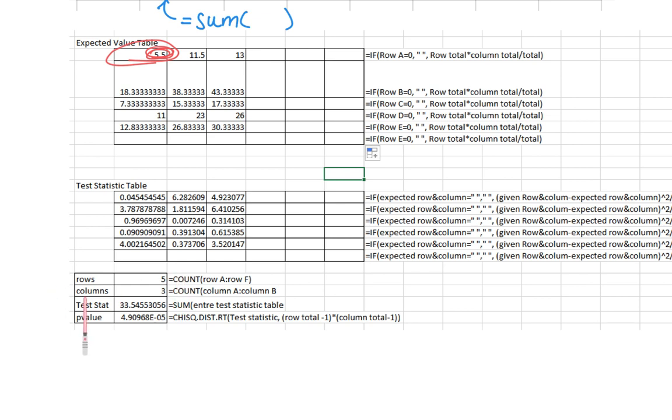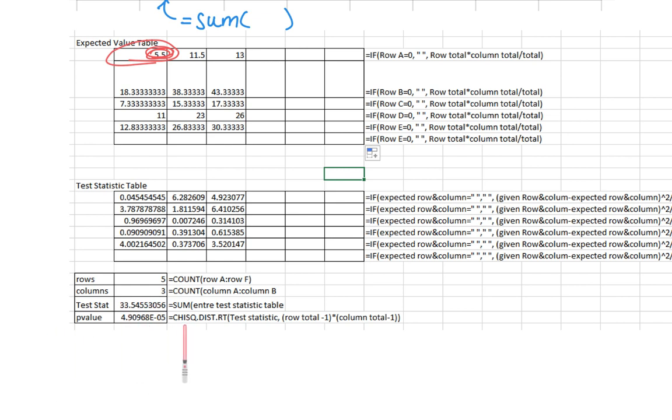Now this is where I'm going to do my degrees of freedom. So for my rows, I do a count and I grab row A through row F. So I'm going to grab whichever row A is and row F is. Or I can put these in by hand if I want. It's not a big deal to put in by hand. And then my test statistic is going to be the sum of the test statistic table. So I will do an equals here, and then type in the word sum, and then highlight this entire thing. And so it's going to give me my entire test statistic, and that's where I got that 33 from.